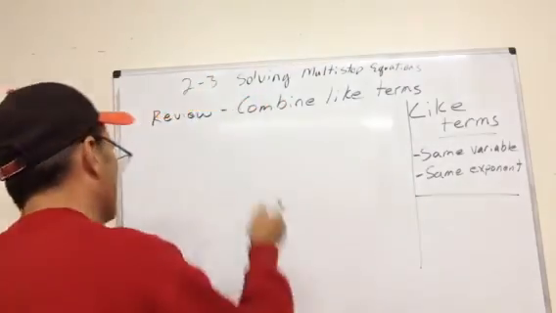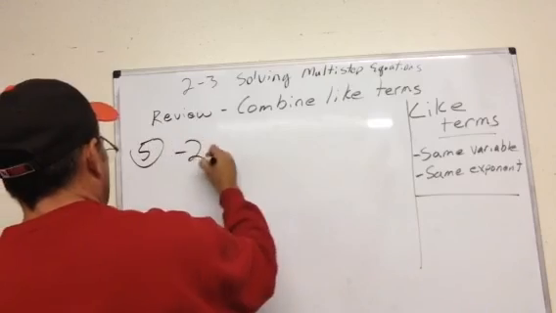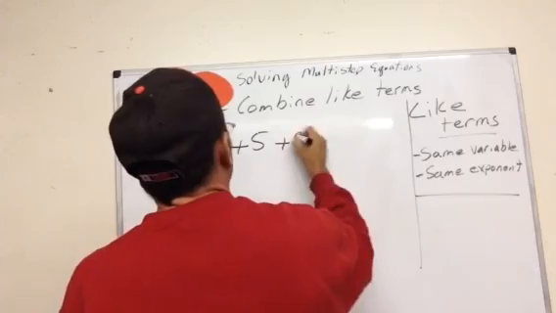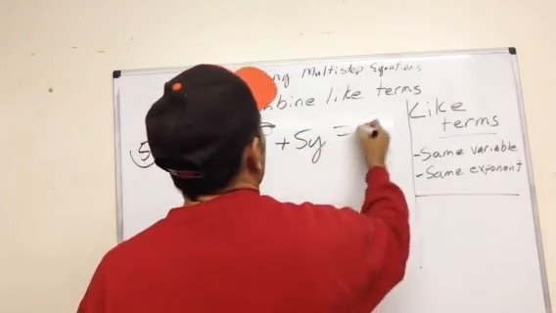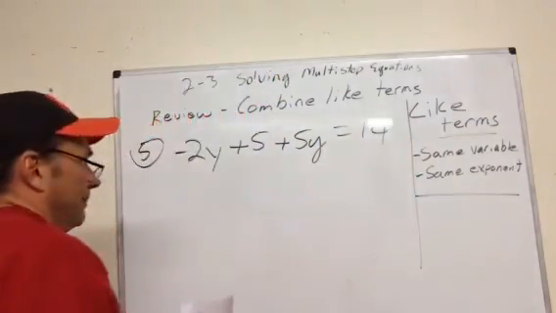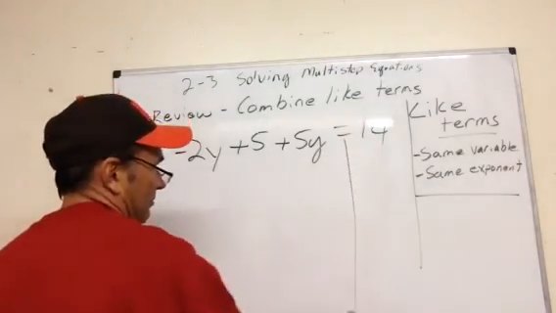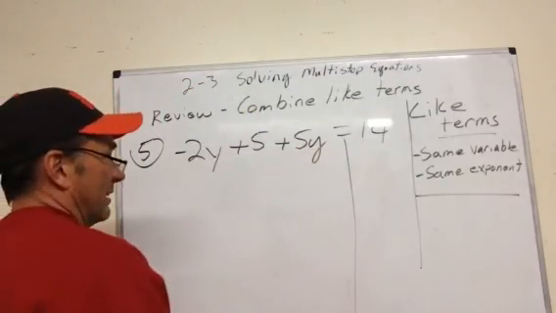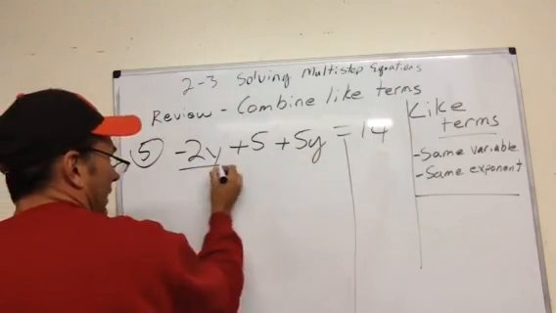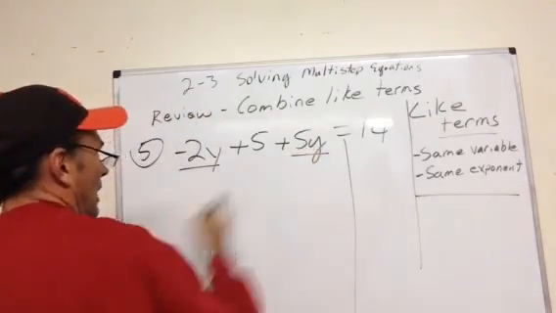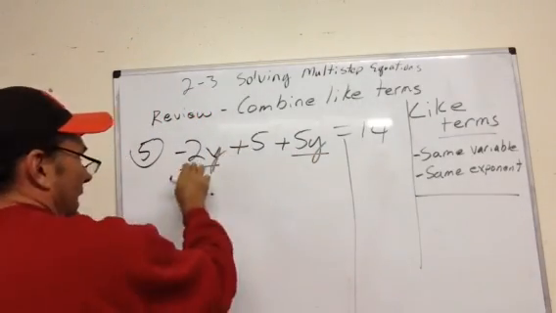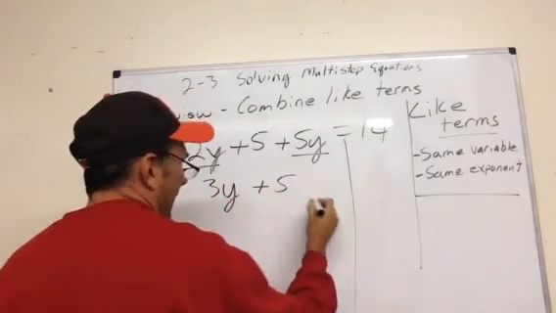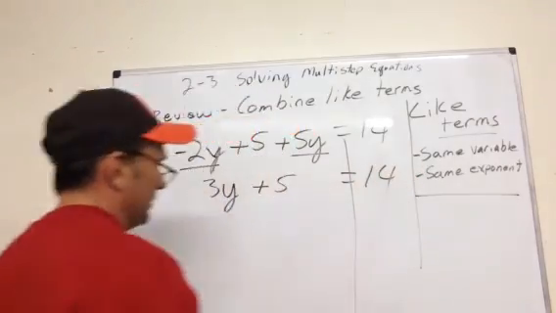So number 5 was negative 2y plus 5 plus 5y equals 14. There's my line. Nothing's here on the right, only the 14. So again, we're looking at things on the left. Again, I see like terms, y's and y's. Negative 2 and 5 is a positive 3y. Carry down the 5, carry down the 14.